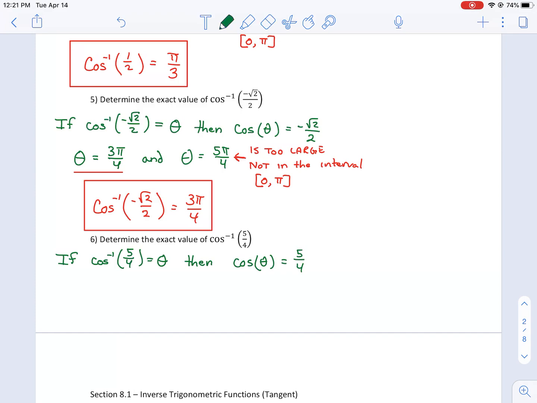And you can search, and you can search, and you can search, but you will never find an angle whose cosine value is 5/4 because that number is larger than 1. So in this case, the inverse cosine of 5/4 has no real solution.